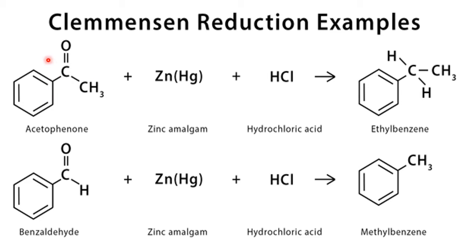Acetophenone, C double bond O becoming CH2. So acetophenone to ethyl benzene. CH3 is as it is. Only this group became CH2. So CH3, CH2 is called as what? Ethyl. So ethyl group on the benzene is called as what? Ethyl benzene.